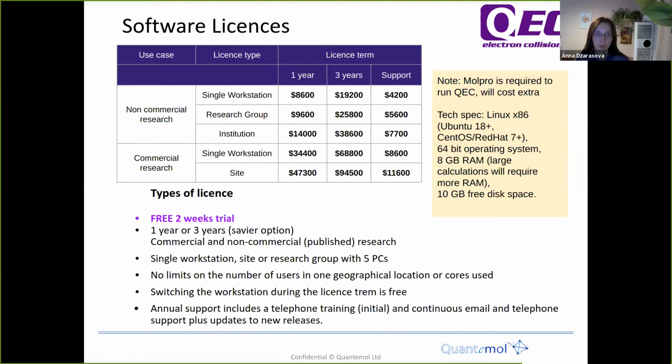The difference between commercial and non-commercial is that non-commercial research is something which will be published, whilst commercial research is something which commercial companies usually do.